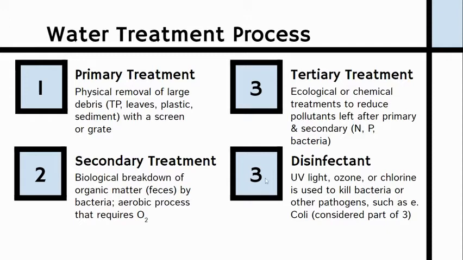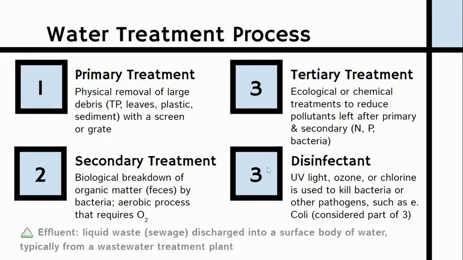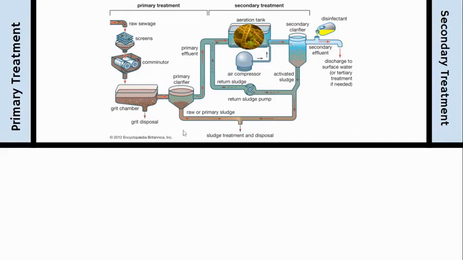So this is a really central step right here, okay? When we say effluent, we say liquid waste or sewage that is discharged into a surface body of water, typically from a wastewater treatment plant, okay? So if we say effluent, it is liquid waste discharged into a surface body of water. And we want to make sure that we really don't consider it sewage by the time it goes through these three: primary, secondary, and tertiary, okay?